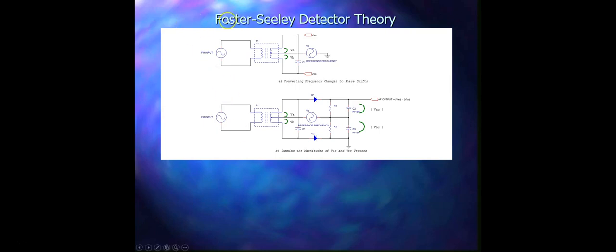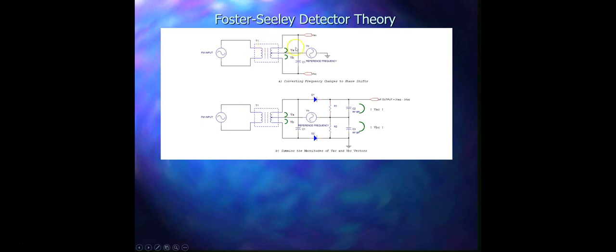Now let's see the Foster-Seeley detector method. This Foster-Seeley detector method converts the incoming FM signal into a series of phase shifts. The circuits you see here are used in the Foster-Seeley method. The second circuit is the modified form of this, and these two circuits are still not practical circuits. We will see the more practical circuit later on in the slides. But let's first understand this circuit.